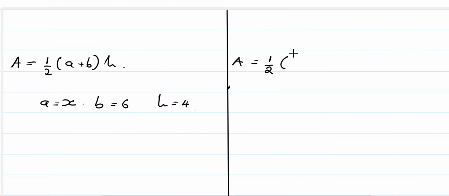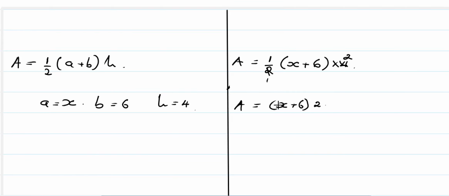So we have half into, we know a here is x, then plus, we know b is 6, then multiplied by h, which is 4. But you see, before we open these brackets, we can divide this 2 here by 2, 1 by 2. The 4 of height becomes 4 divided by 2, which is 2. So now the area becomes x plus 6 multiplied by 2.